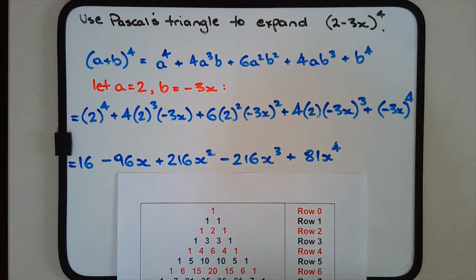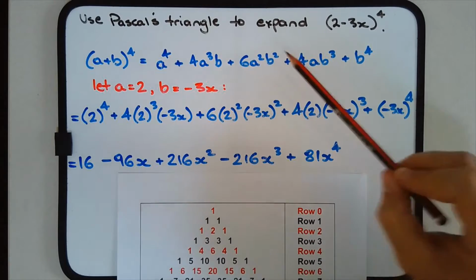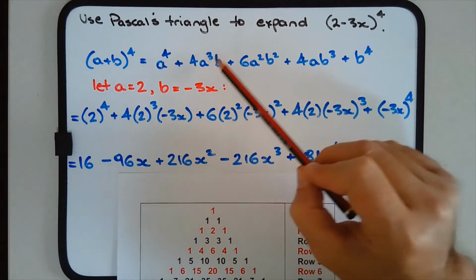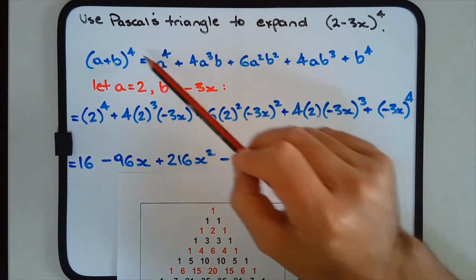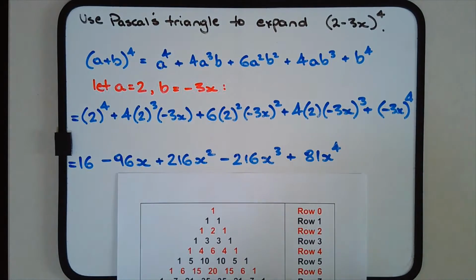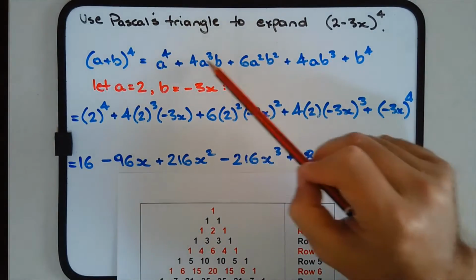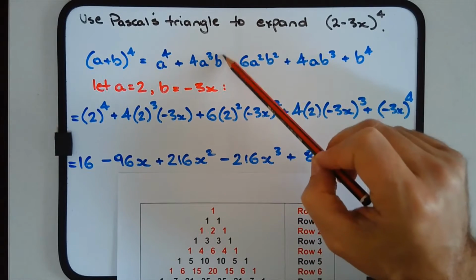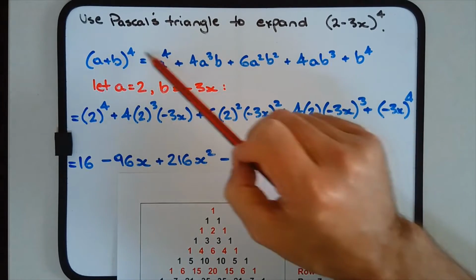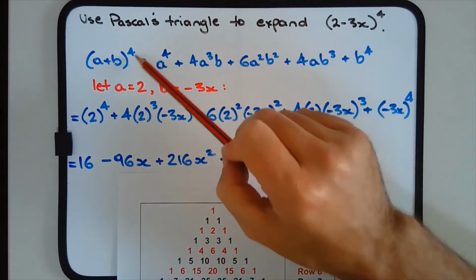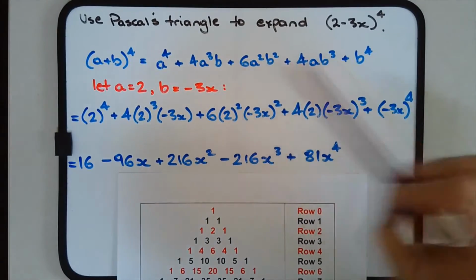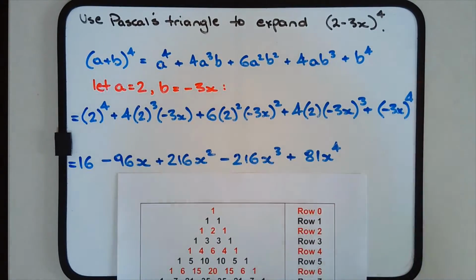Something else worth noting is that for each of the terms of this expansion, the sum of the powers of the variables equals the index of the binomial itself. So we have a to the power of 4, so 4 equals 4. 4a cubed b to the power of 1, so 3 and 1 gives us 4. 2 and 2 gives us 4. 1 and 3 gives us 4, and of course there's b to the power of 4 on its own there, and 4 and 4 obviously are identical.